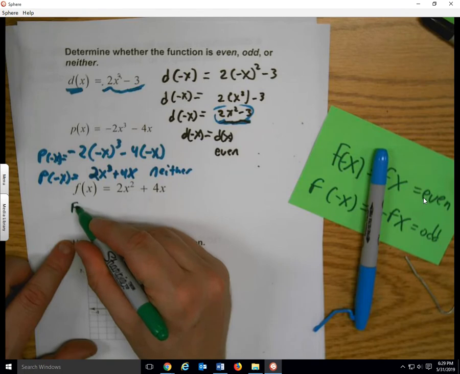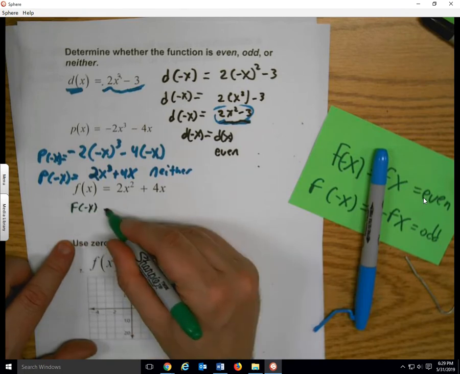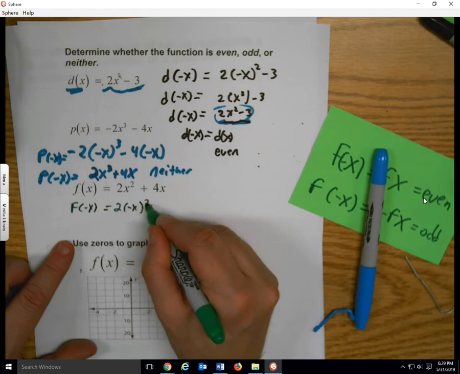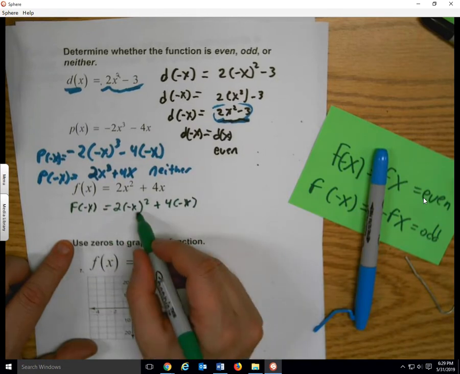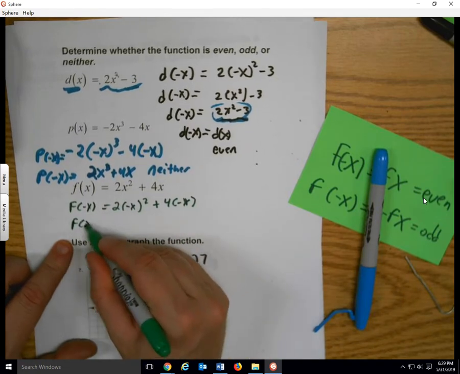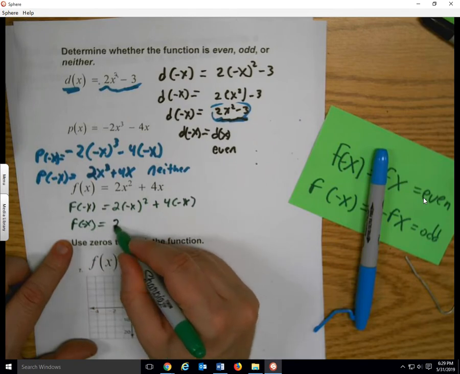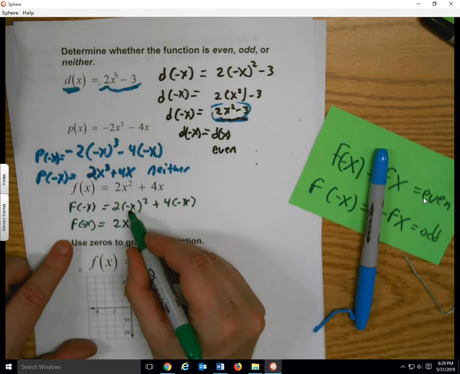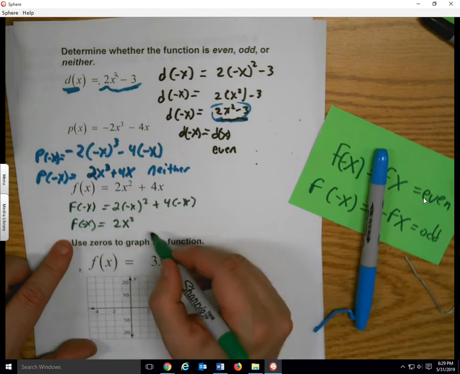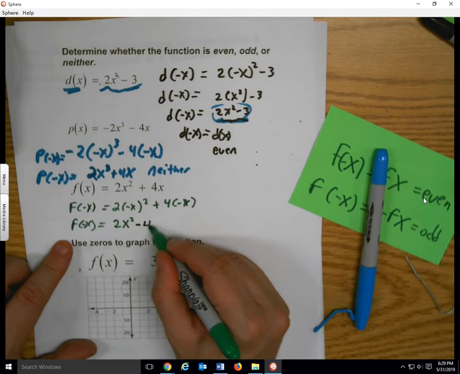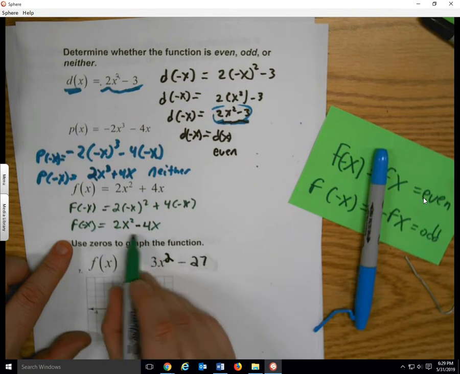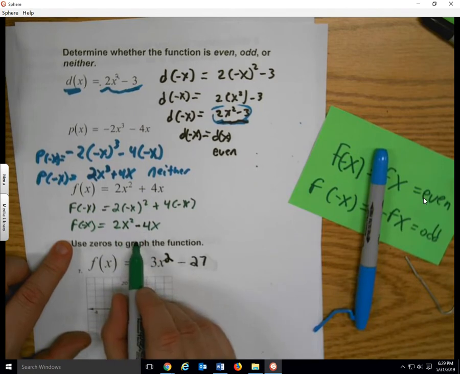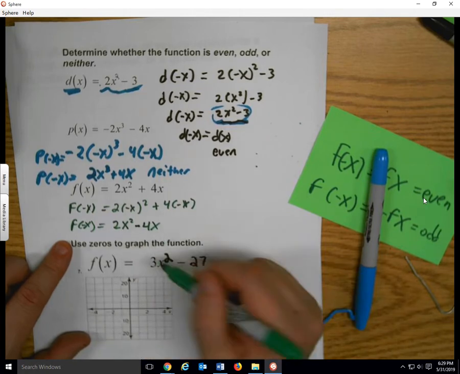So again, we'll substitute the x for a negative x. And then we'll do the order of operations. Negative x times a negative x is a positive x squared, right? And negative x times 4 is a negative 4x. Can we substitute this for anything? Well, it's not quite the same, is it?